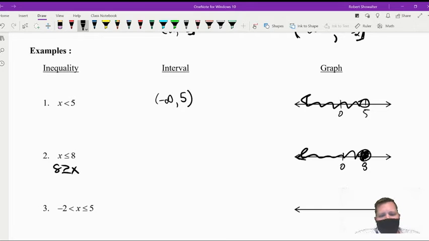Notice how the graph goes all the way to the left. It keeps going. So that represents negative infinity. And then it goes to the bounding value or the critical value 8. Now we need to decide parentheses or brackets.